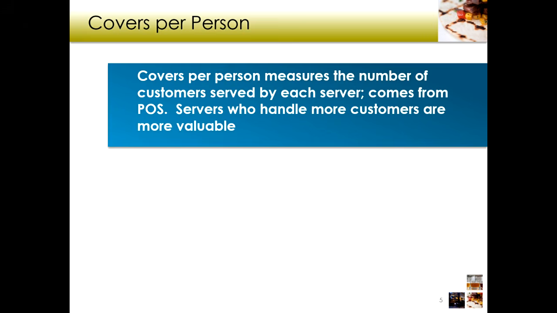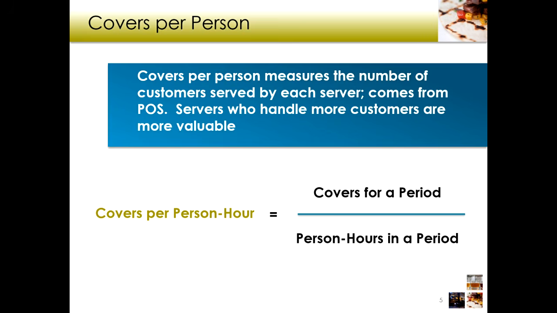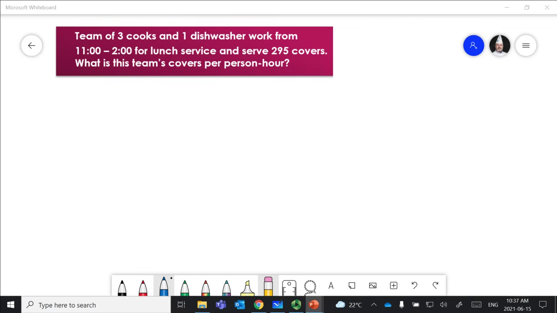So covers per person hour, again, the formula is right in the name. So our covers per person hour equals our covers for the period divided by the person hours for that period, right? So in the example, we've got a team of 3 cooks and 1 dishwasher that work from 11 a.m. to 2 p.m. for lunch service and serve 295 covers. What is our team's covers per person hour? So first of all, what's our person hours? We had 4 employees times how many hours? So from 11 till 2, that's 3 hours, right? Times 3 gives us 12 hours. So there's our person hours.